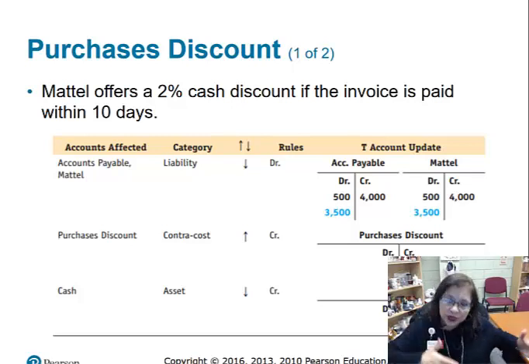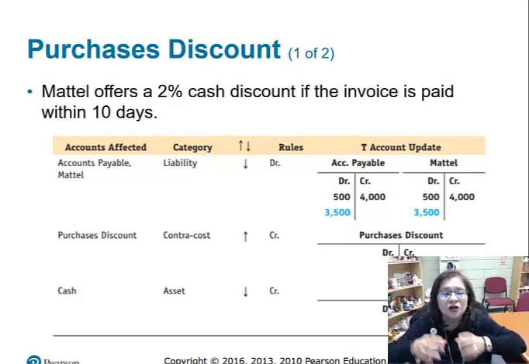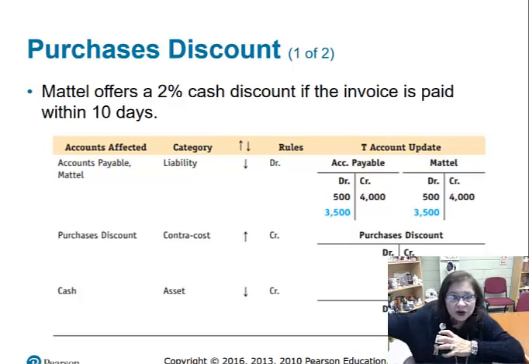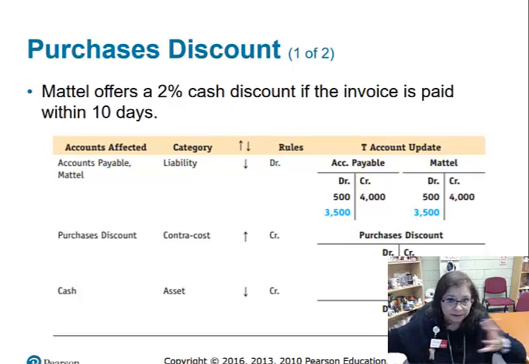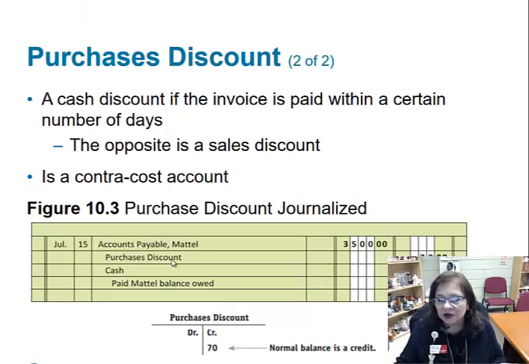Remember, a retailer sells to customers, but the retailer is also a customer of a vendor that he's purchasing from. I know sometimes it's kind of difficult, but really it's not. So we have the purchase discount, and this is how it shows it, that we pay out the $3,500.